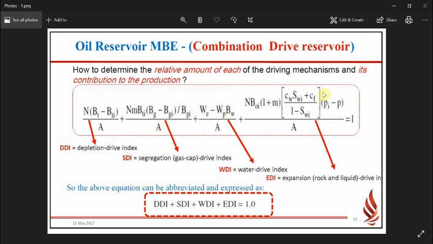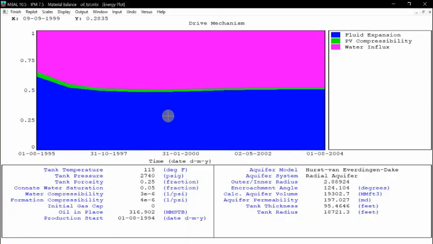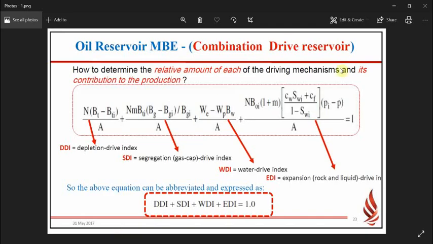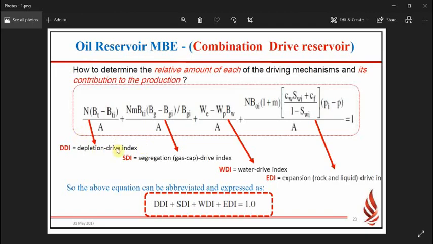So this maybe complex formula can be represented in another way, which is this. Here I'm using MBAL software, and you can see this is from 0 to 1, which is the same as this. Here I'm producing from 1995 to 2004, and you can see the pink one is the water influx, and the blue one is the fluid expansion, which is the depletion drive index.